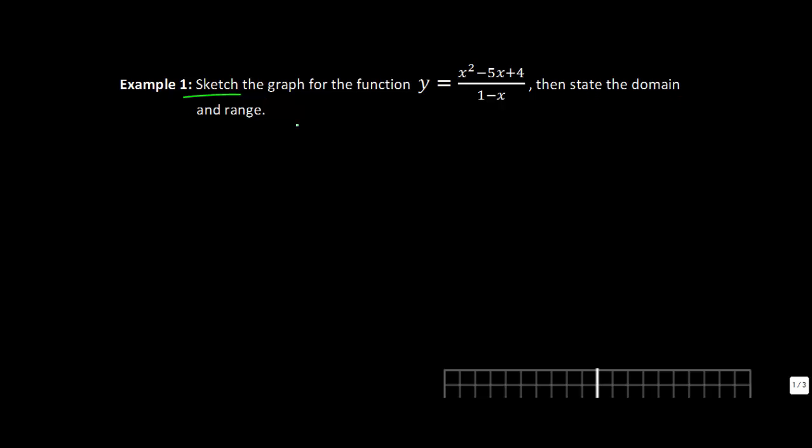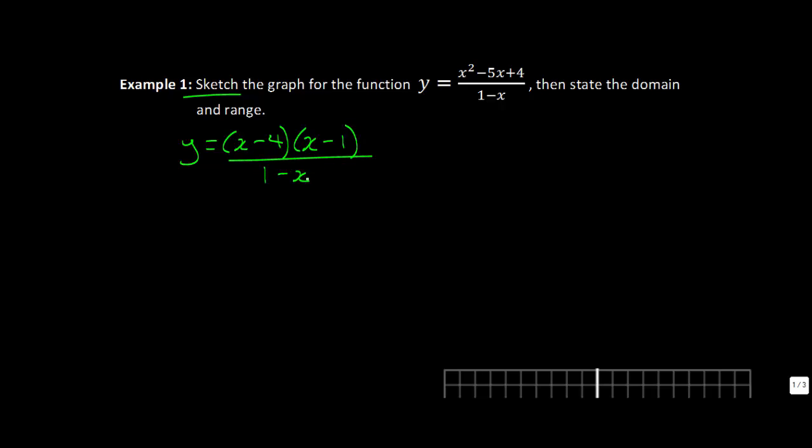So, like most of the functions that we've been dealing with, we need to factor whenever we can. Notice right here that we have a quadratic, so we'll factor that quadratic to start. When we factor this, we are looking for numbers that multiply to give us 4 and have a sum of negative 5, and that, of course, is x minus 4 and x minus 1, like so.